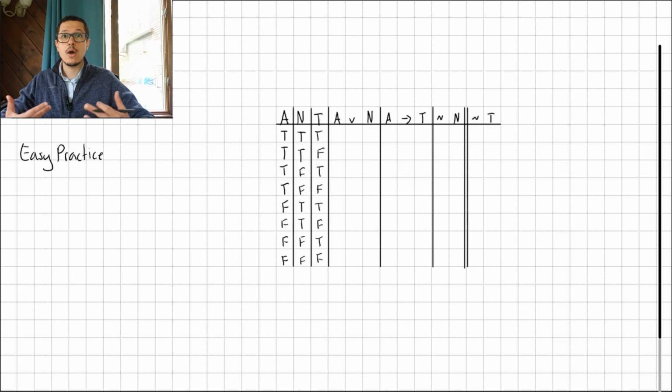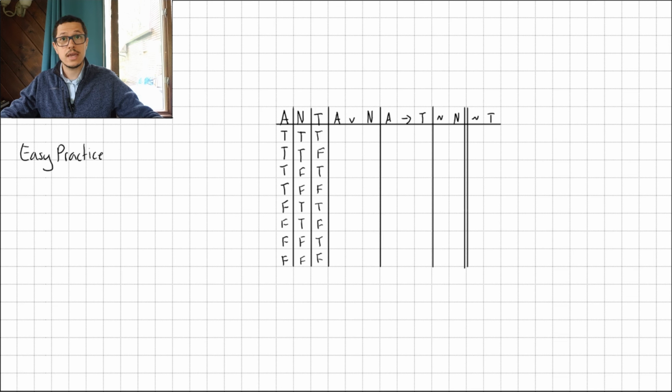Mostly because now we have 3 atomic statements, right? So if there are 3 atomic statements, we need 8 rows in order to get every single possible combination of truth values. I've already set that up so we don't have to waste time on that. This time around, I'll start with the negations, just because I think it's easier. So I'll start with the conclusion.